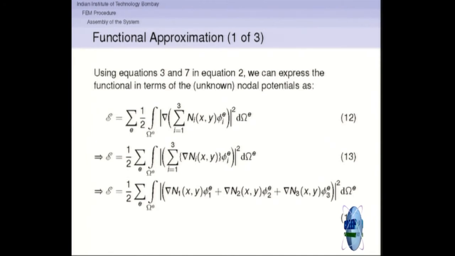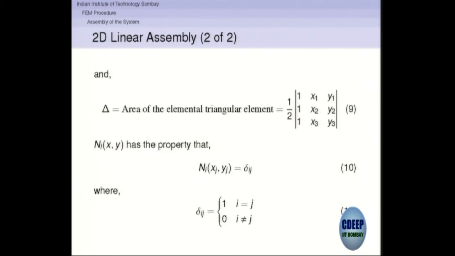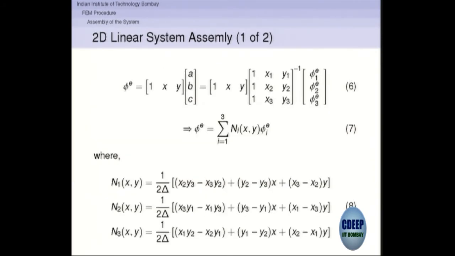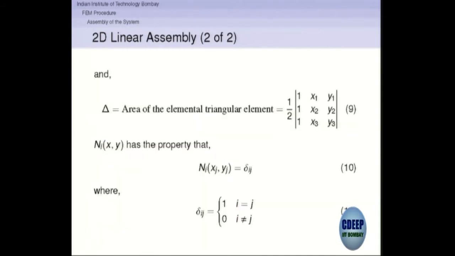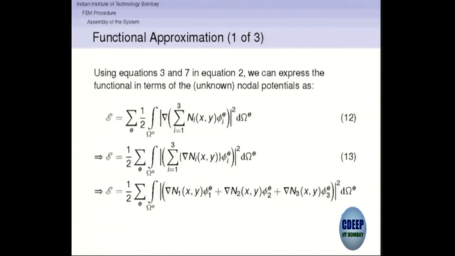So basically, another thing that is done here is the del operator, which in equation 12 was acting on the whole bracket, but in equation 13 it is made to act only on Ni, because N is the one which is a function of x and y, is it not? N is the function of x and y, whereas phi i, for a given element, does not depend on x and y.